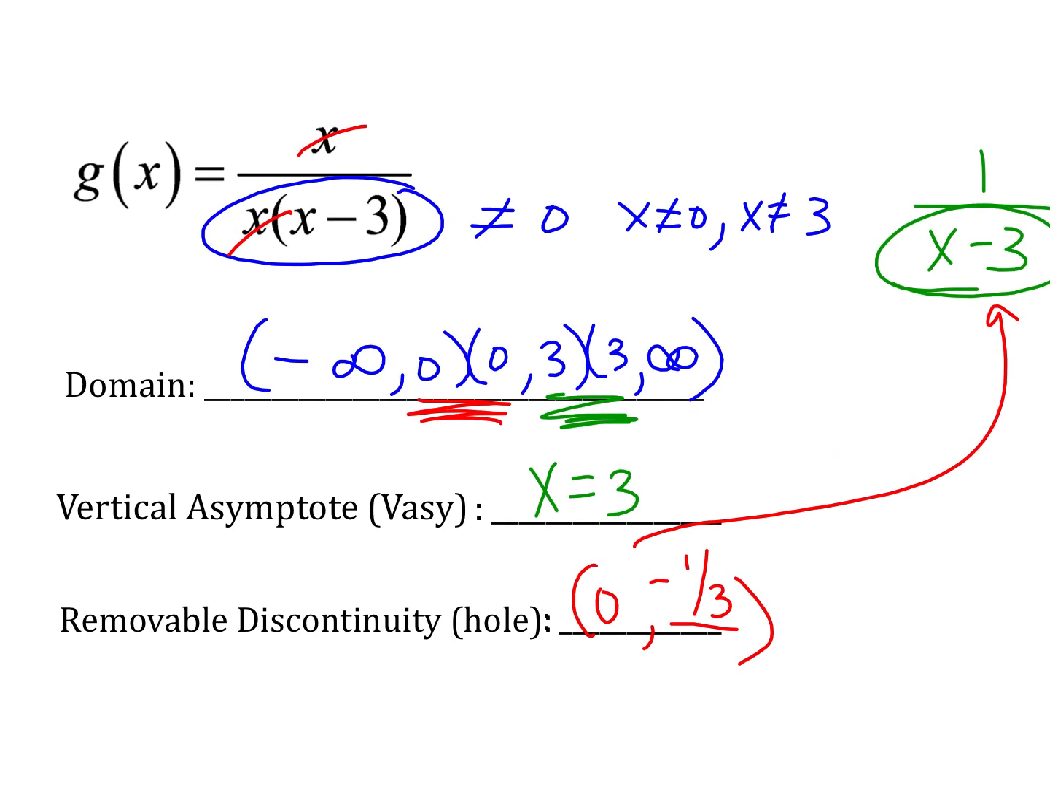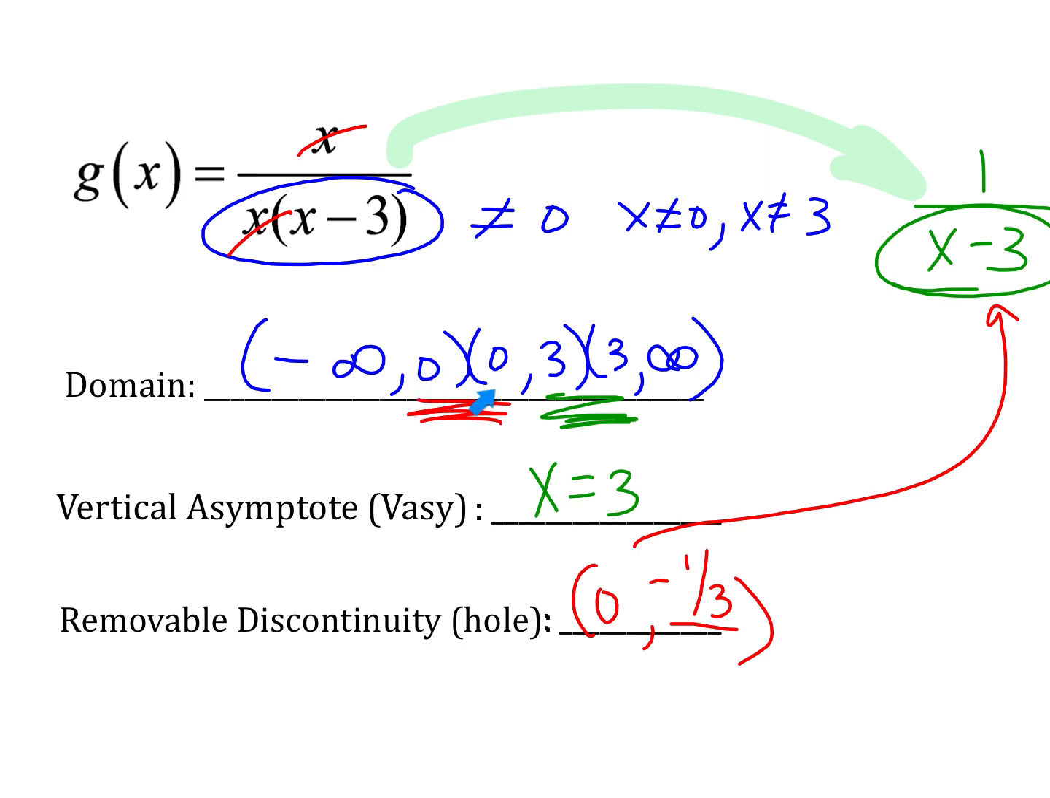Similar process. It's already factored: x over x times x minus 3. I've got domain restrictions at 0 and at 3, so you see those in my domain here, 0 and 3. But then the x's will cancel out. Those are both free-floating plain old x's. So if I simplify that, after those things have been canceled, I get 1 over x minus 3.